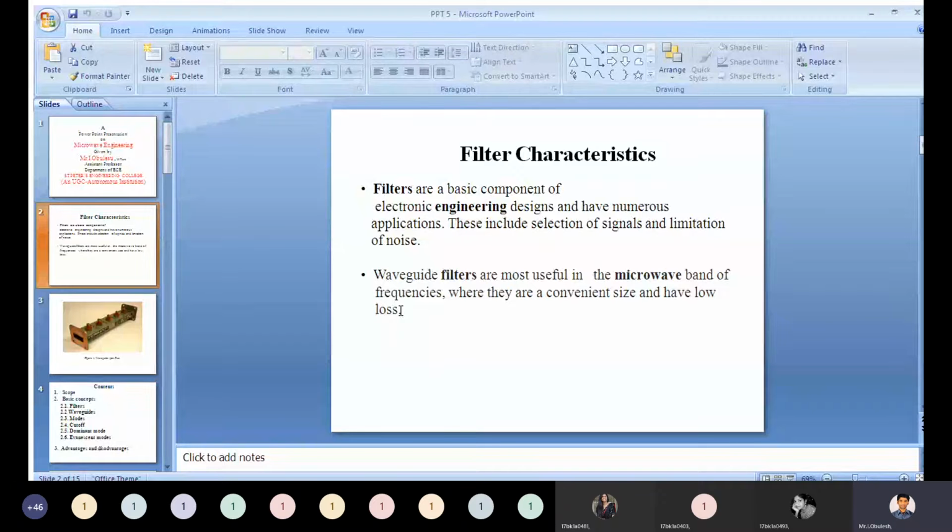So waveguide filters are most useful in the microwave band of frequencies. We have the different frequency bands. You need to remember X, K, Ku, S, L. All these bands we have from our syllabus. Okay, waveguide filters are most useful in the microwave band of frequencies where they are a convenient size and have low cost.